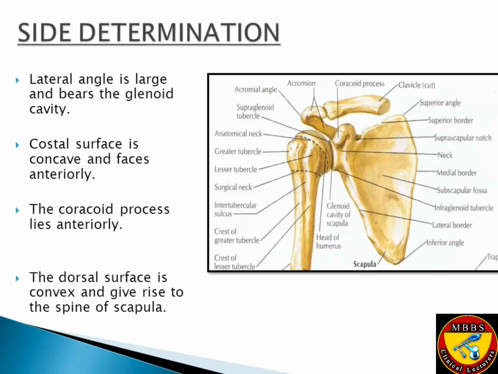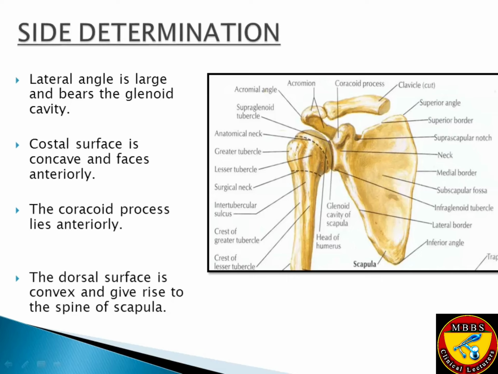Now, how will you determine whether this scapula belongs to the right side or the left side? You should know few features. You should memorize some features. The first important feature is that this triangular bone, you remember, it has 3 angles, 3 processes, 3 borders and 2 surfaces. So the lateral angle is large and it bears the glenoid cavity. It should be faced laterally.